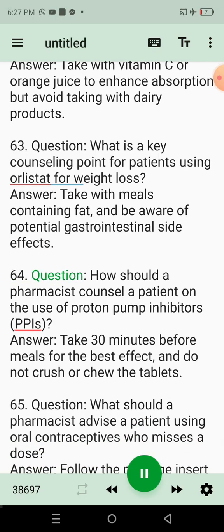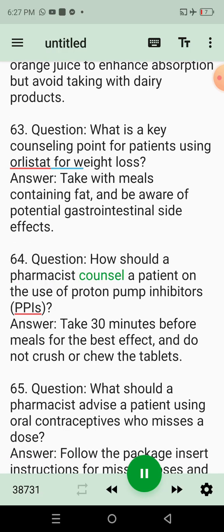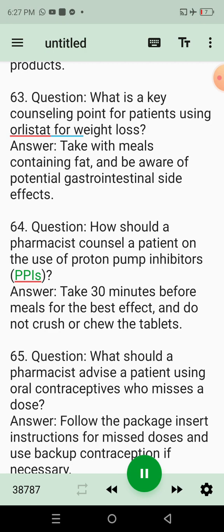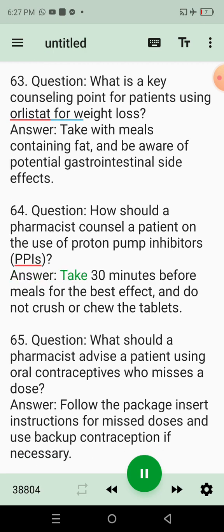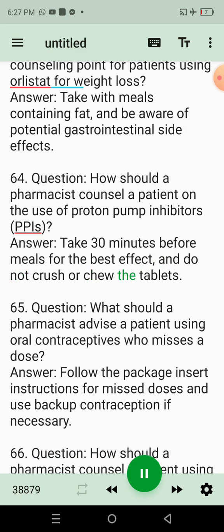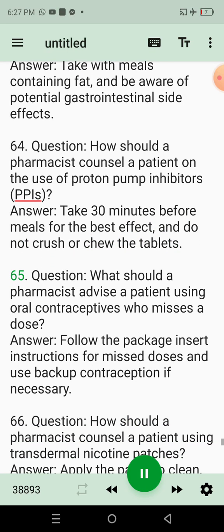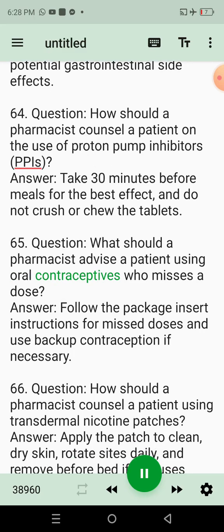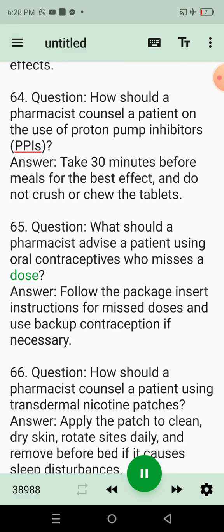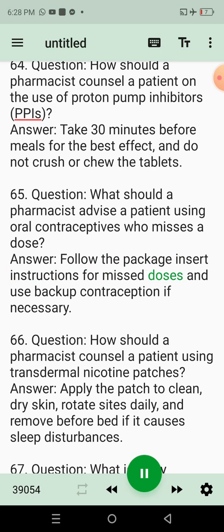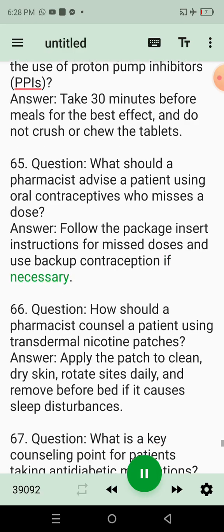64. Question: how should a pharmacist counsel a patient on the use of proton pump inhibitors (PPIs)? Answer: take 30 minutes before meals for the best effect, and do not crush or chew the tablets. 65. Question: what should a pharmacist advise a patient using oral contraceptives who misses a dose? Answer: follow the package insert instructions for missed doses and use backup contraception if necessary.